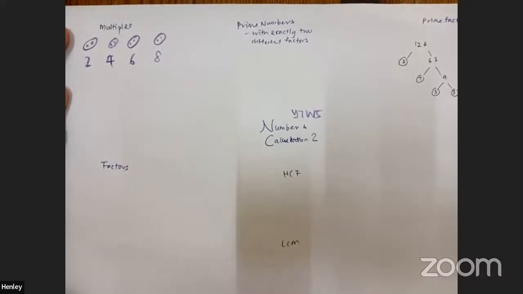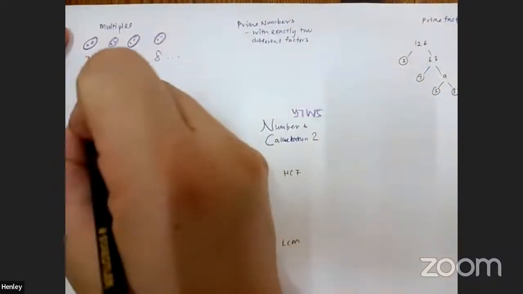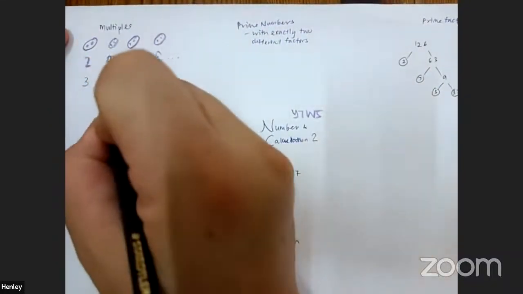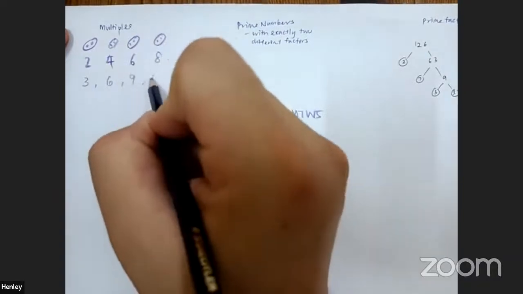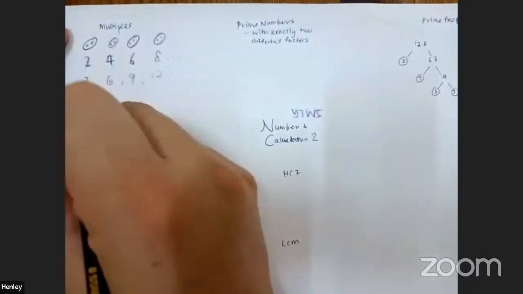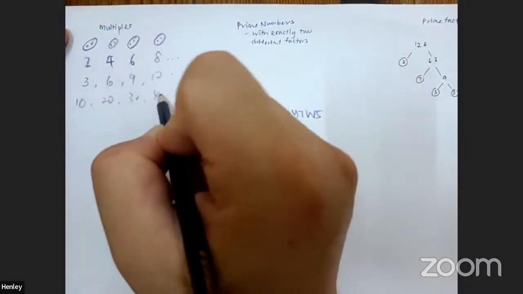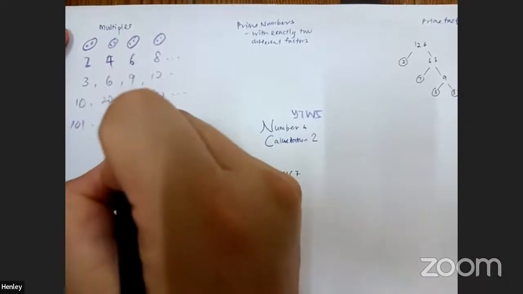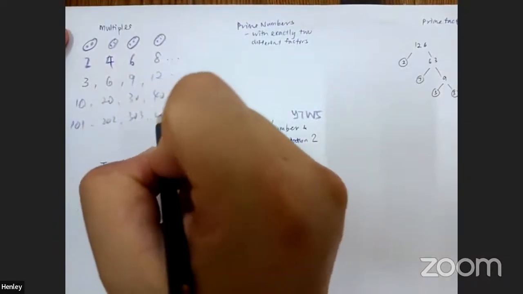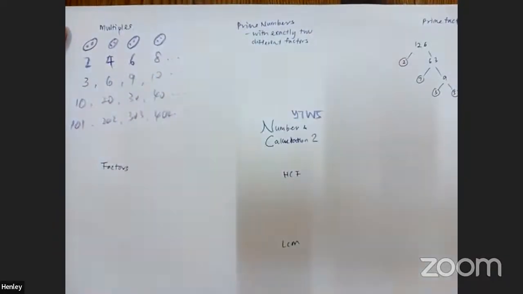For example, the multiples of 2 are 2, 4, 6, 8, and it continues. And then if we have 3 as the number, we have 3, 6, 9, 12, and so on. If I have 10, it will be 10, 20, 30, 40, and so on. If I have 101, then I have 202, and then 303, and then 404, and so on. This is what we call the multiples.